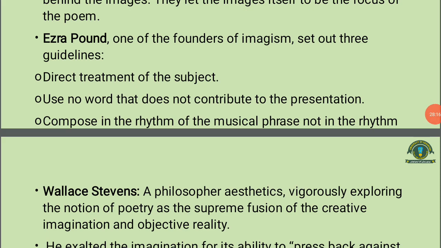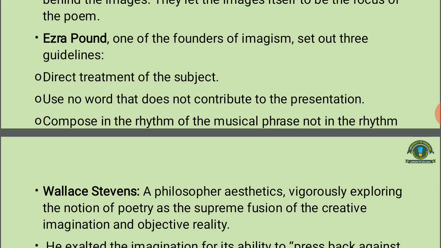And now let's talk about Ezra Pound, one of the most influential poets of this age. You can say what Ezra Pound has to say about the concept of imagism, because Ezra Pound is also one of the founders of the modern school of imagism. So he set out three guidelines. The first is that direct treatment of the subject is necessary. So what is basically the direct treatment of the subject?